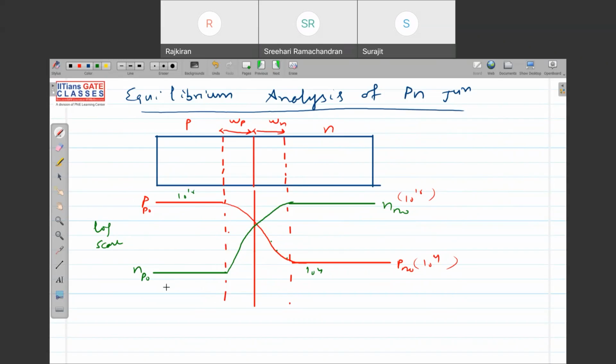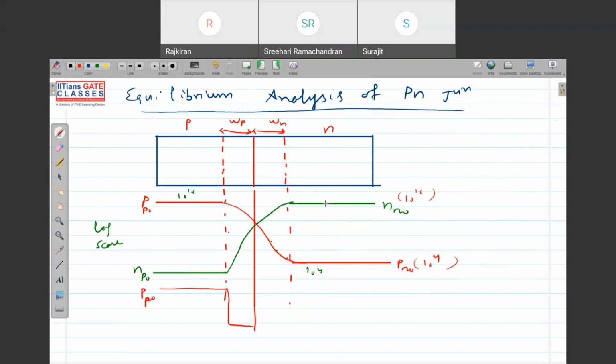I'm putting PP0 here, 10 power 16. Then it will go to 10 power 15, 14. If you move a little bit of distance, 16 to 14 means 100 times less. So if you put it in linear scale, it will be very, very less, like this. It will behave like this. This is the hole concentration.